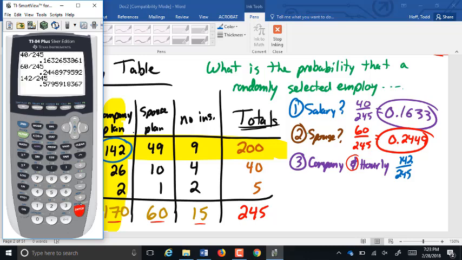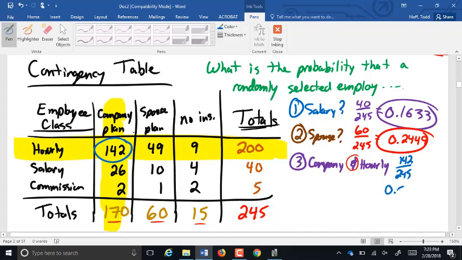So that's 0.5800. Nope, it was just these 142 here that were in both. That's both hourly and company plan.